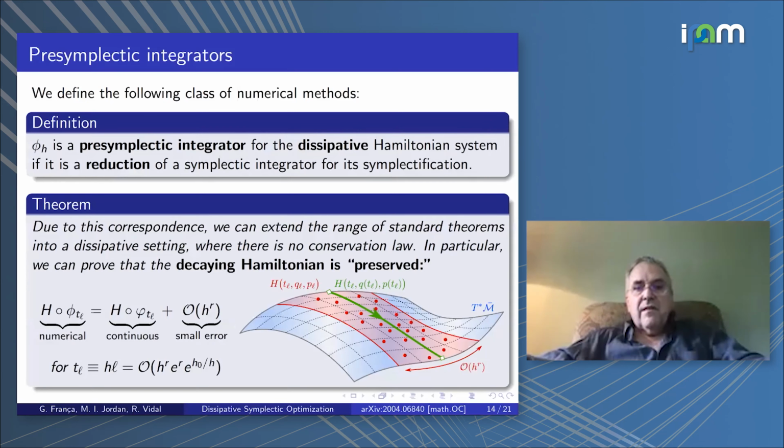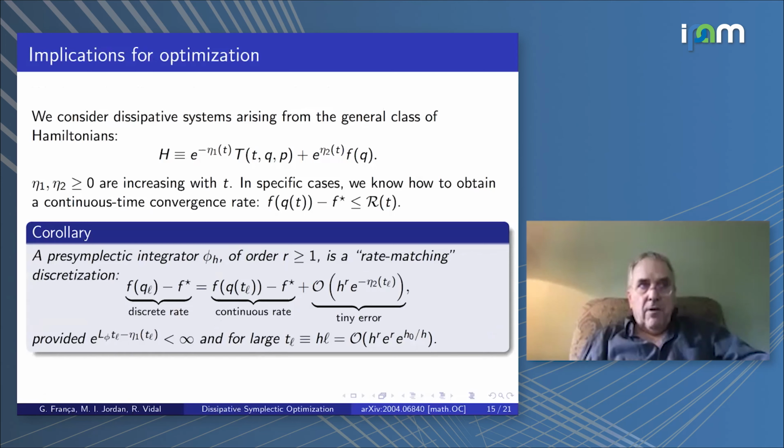We can show that the decaying Hamiltonian now will be nearly preserved. The continuous to numerical map will have a small error which we can control in the same way as the symplectic integrators control these errors with a backward error analysis. Okay. All right. So we've applied this to a general class of Hamiltonians, and then I'll show you briefly the application of the Bregman Hamiltonian.